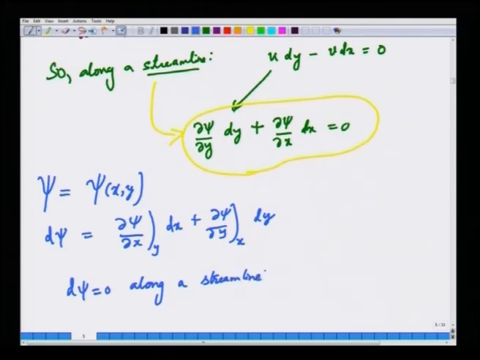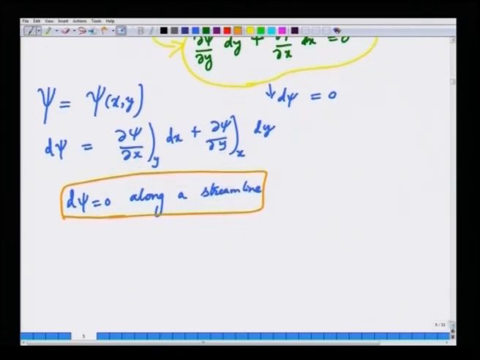This is something that we just found because this is valid along the streamline, and this is nothing but d psi, the total change in psi that is incurred if you change x by a small value and y by a small value. So, if d psi is 0 along a streamline, what this means is that if you go along a streamline, psi has to be a constant, because along a streamline the variation in the stream function turns out to be 0 rigorously. So, psi is a constant along a streamline.